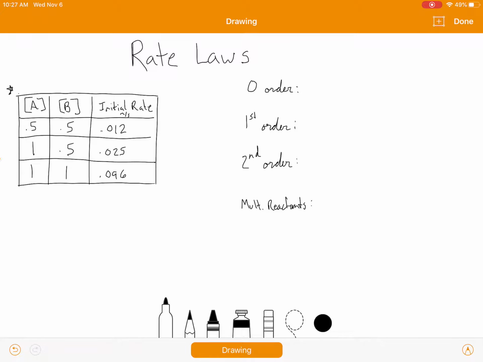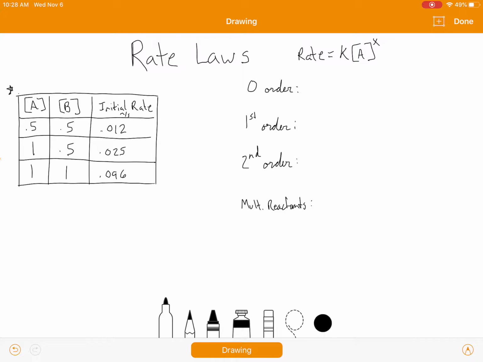So your normal rate law looks something like this. Rate is equal to the rate constant, K, times the concentration of something raised to its order, all right? The order shows the relationship between the concentration and the rate. It shows how the concentration affects how fast the reaction proceeds.